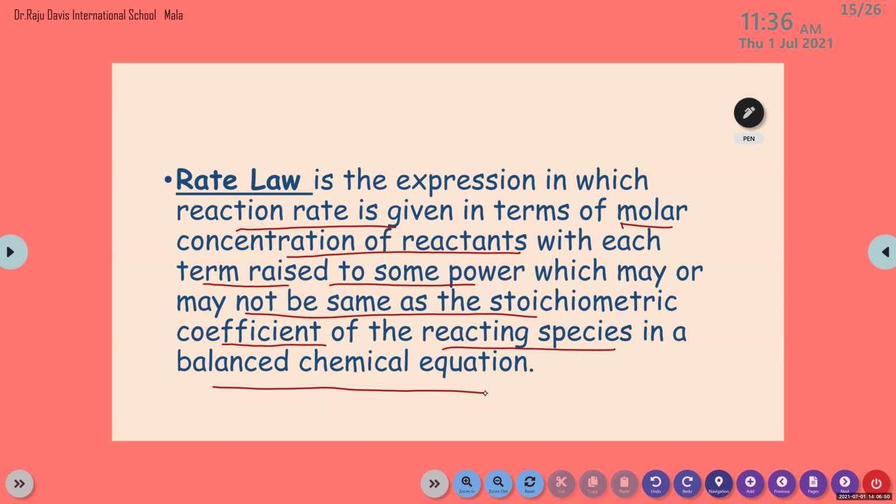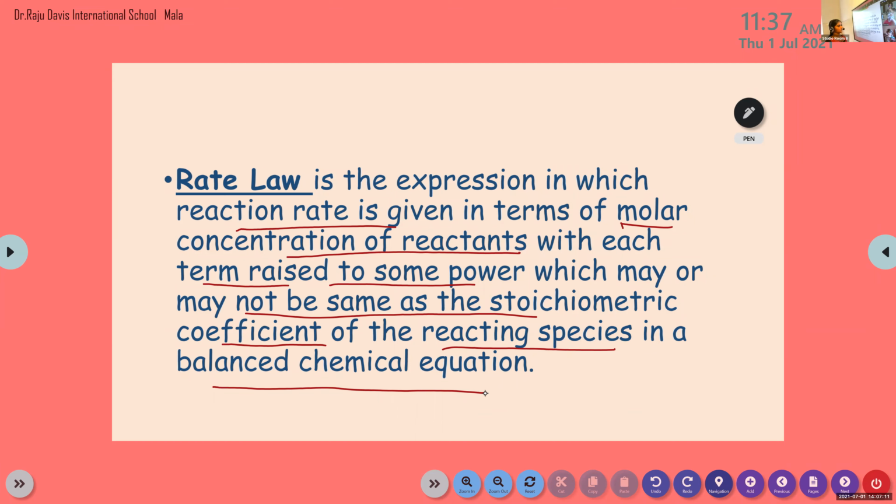In which reaction rate is of molar concentration of reactants with each term raised to power which may or may not be same as stoichiometric coefficient of reacting species in a balanced chemical reaction equation. Okay. Have you completed, all of you? No, ma'am.